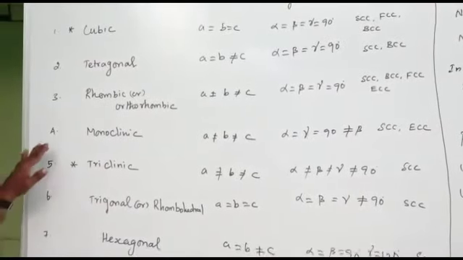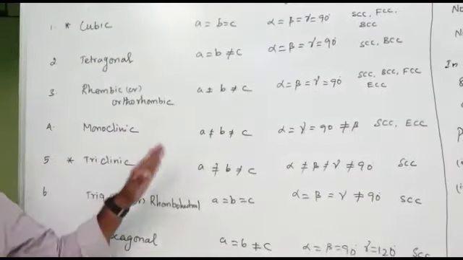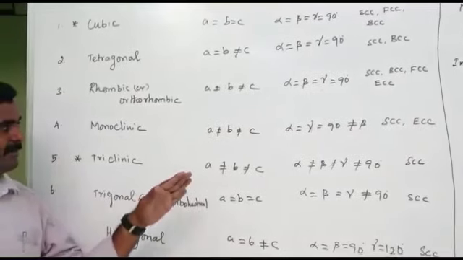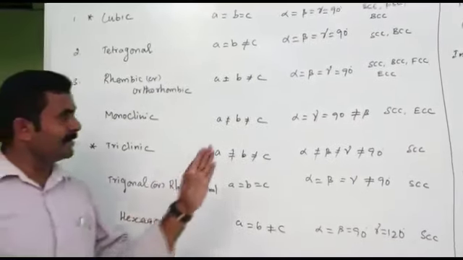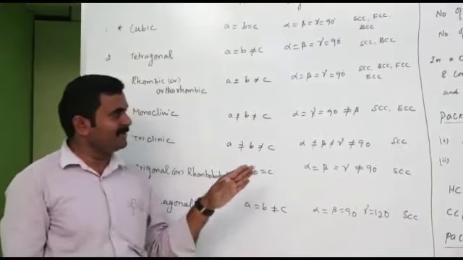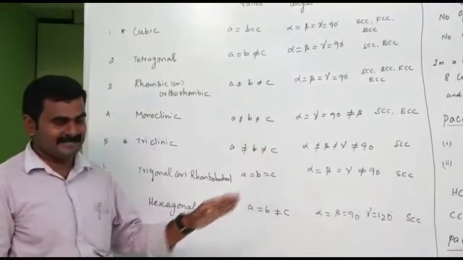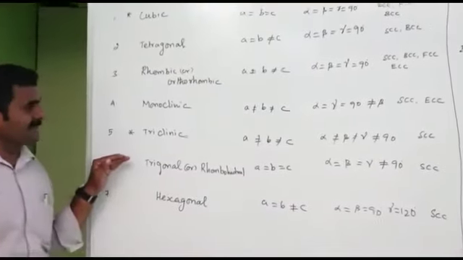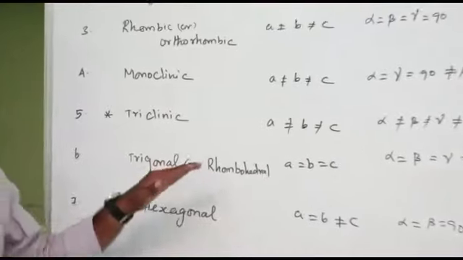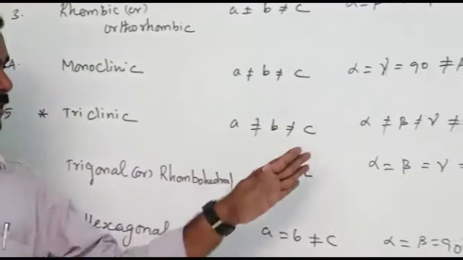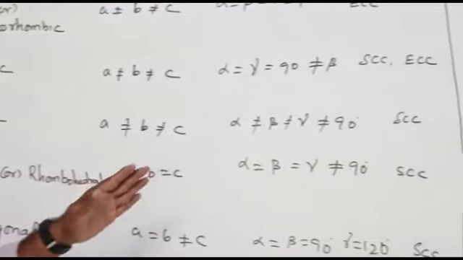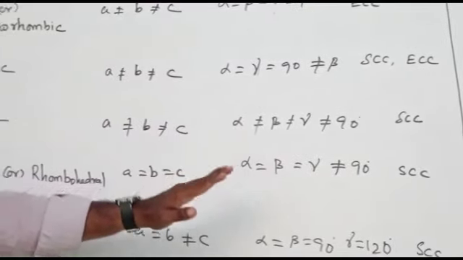The fourth one is the monoclinic system. All the edge lengths are different. Alpha and gamma are equal to 90 degrees, but beta is not equal to 90. The unit cells are SCC and ECC. The fifth one is the triclinic system. All the edge lengths are different and all the bond angles are not equal to 90. They are considered SCC unit cells only.